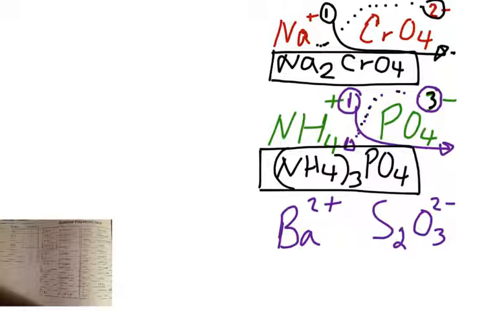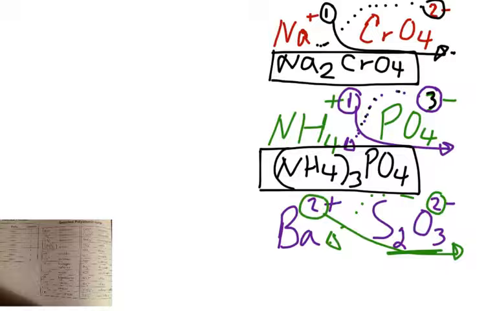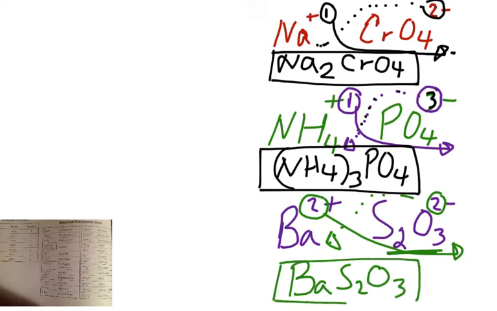And for the last one over here, we have Ba2+. That 2 goes over here, and we have S2O3, which is a polyatomic ion, and this 2 will go over here. From experience, the 2s that go on each side are able to cancel each other out. So the final answer will simply be BaS2O3, and that's our ternary ionic compound.